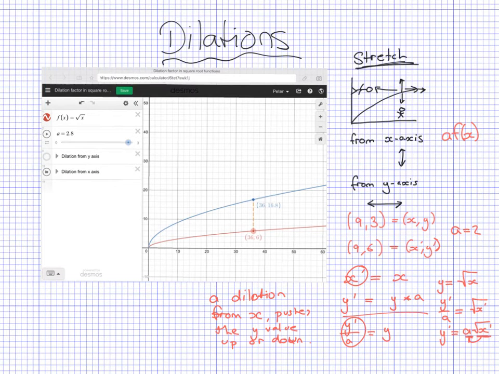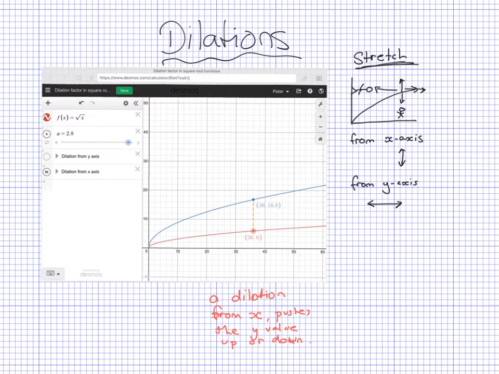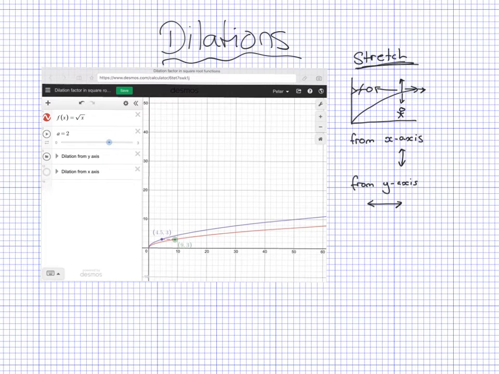I'm just going to delete this writing to the right-hand side here, and we will move on to dilation from the y. Looking back at the Desmos graph, I'm going to turn off dilation from the x, and we'll turn on dilation from the y. Now, just as promised, dilation from the y is a horizontal change.